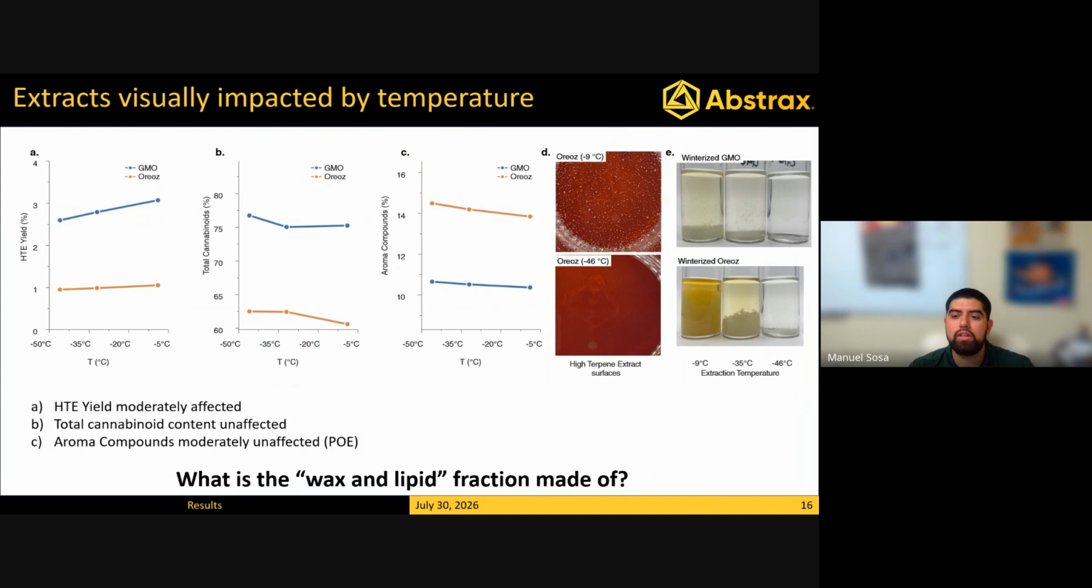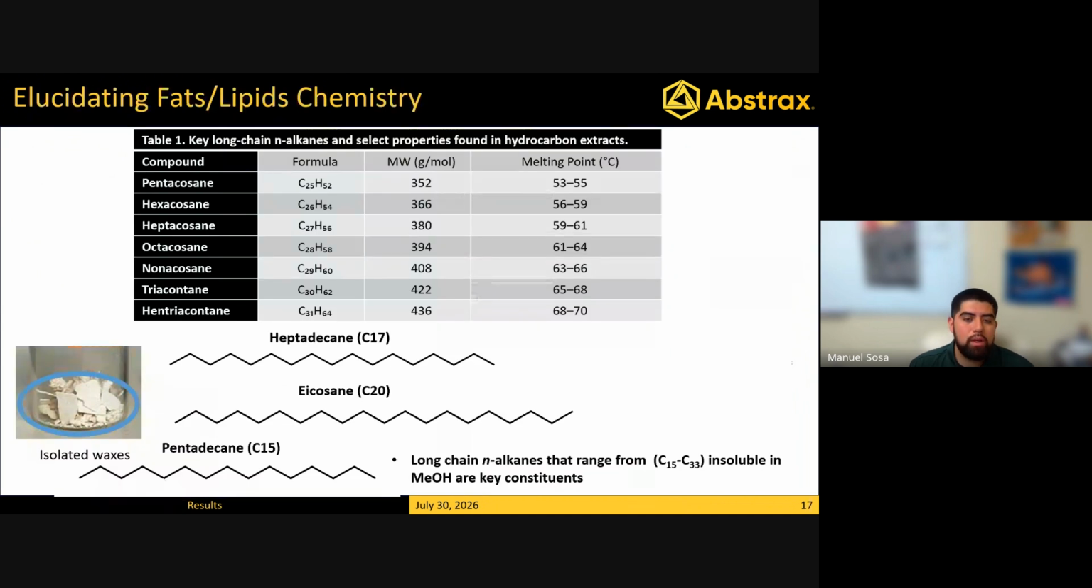And so you can see here in GMO, you can see the white specks from left to right almost disappear. In Oreos, you can see a huge dramatic shift of how much waxes and fats are in the first vial at the hottest temperature and almost disappeared at your coldest temperature, -46 degrees Celsius. But one thing we're very curious about is, what are these waxes and lipid fractions made of? And so we ended up fractioning off all of these with the Buchner funnel and purifying them in order to run them on a two-dimensional gas chromatography system.